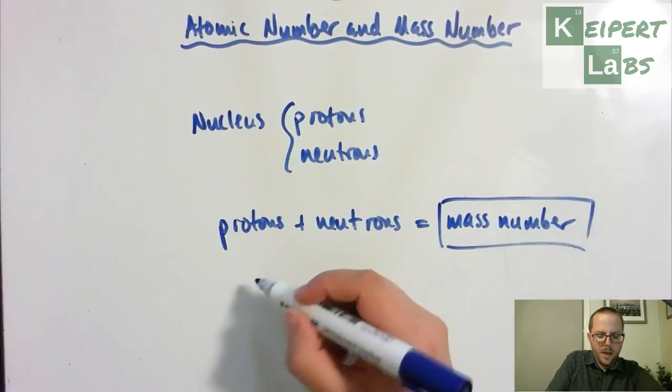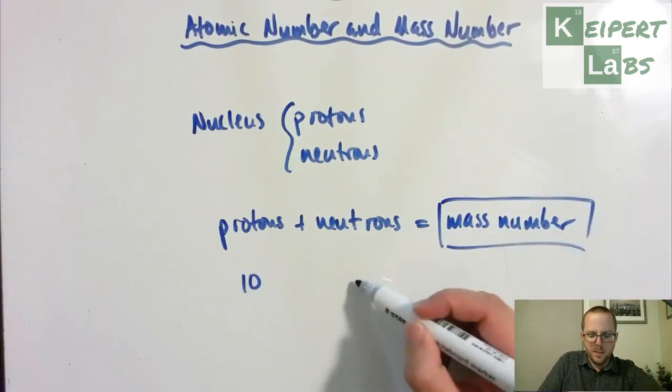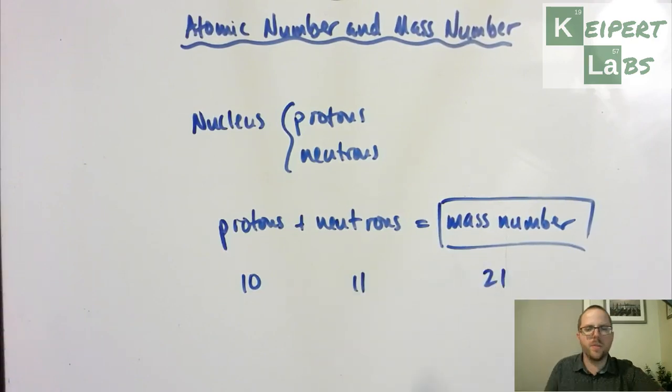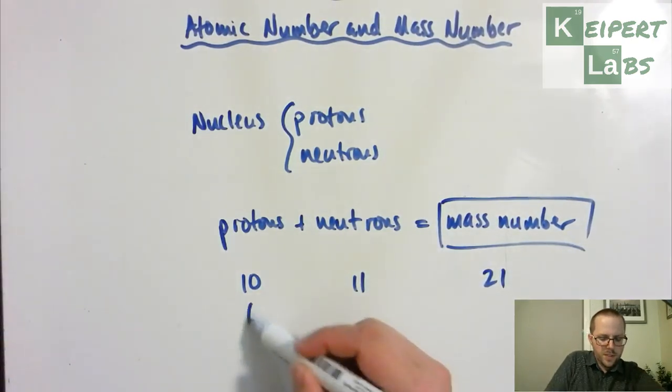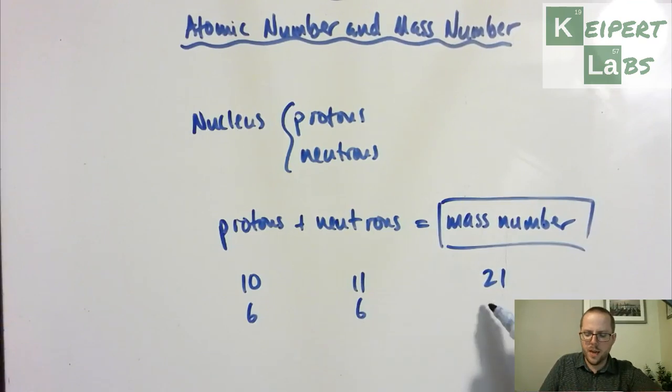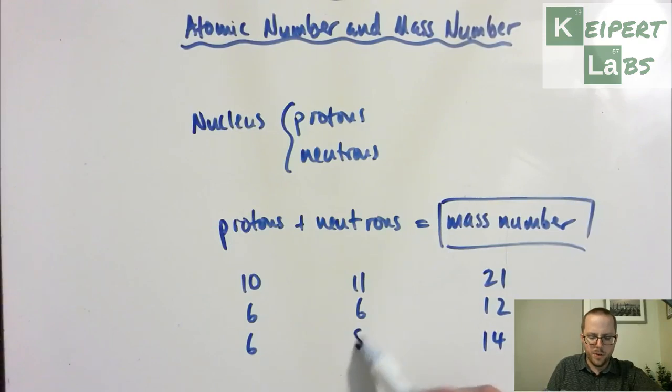So if I have 10 protons plus 11 neutrons, I have a mass number of 21. If I have 6 protons plus 6 neutrons, I have a mass number of 12. If I have 6 protons and a mass number of 14, then I can see that my number of neutrons must be 8, and so on. We can look at this relationship. It's a really simple maths equation, but it's representing an important chemical idea.